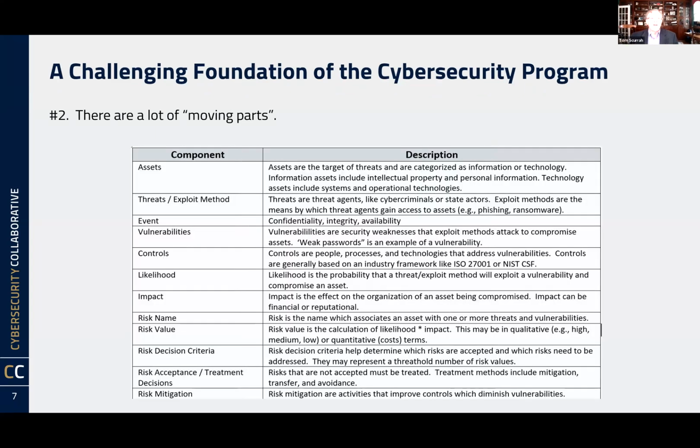I'm not going to read through this again. You're all going to get a copy of this, and you've seen this, but because there are a lot of moving parts that constitute this, it makes it difficult to kind of explain risk oftentimes to executives, and we'll talk about that.